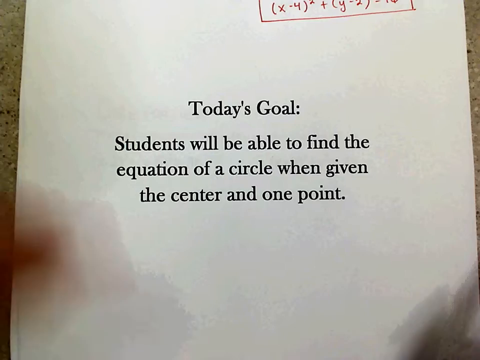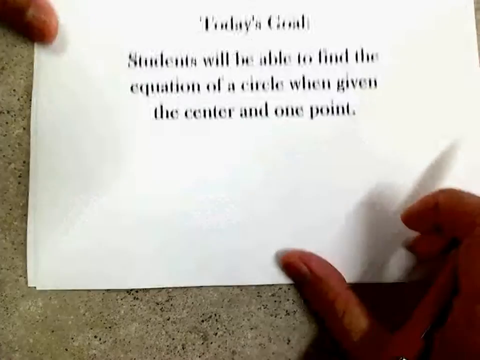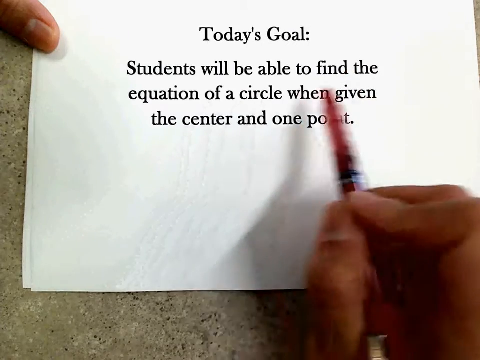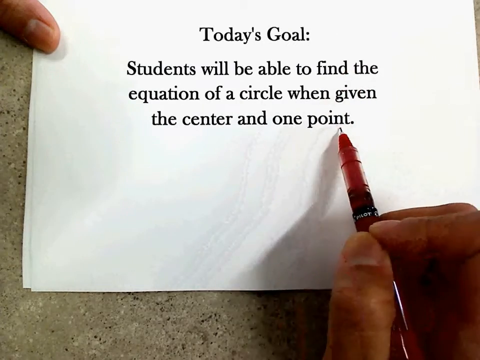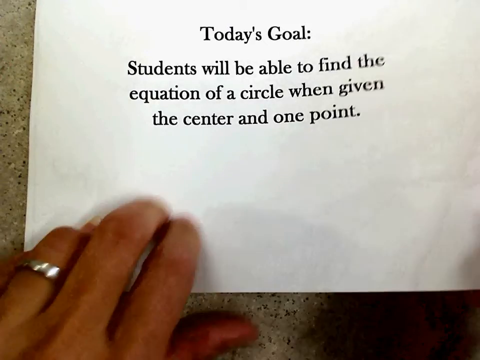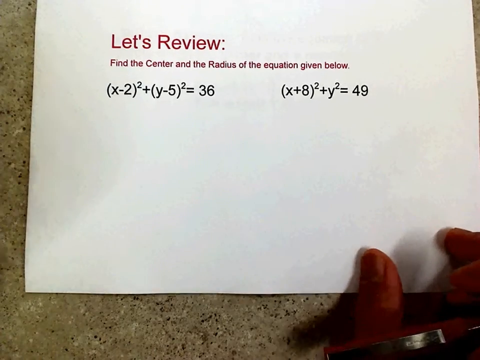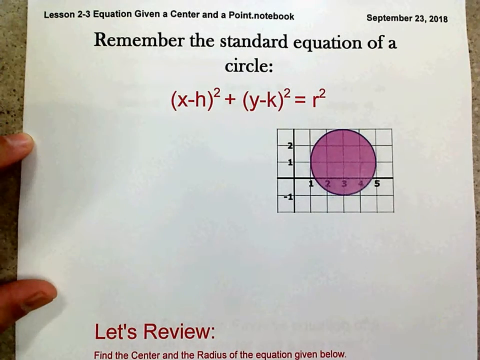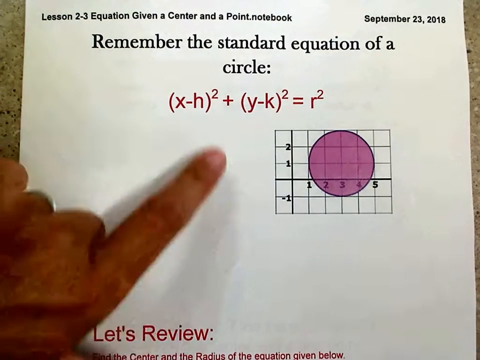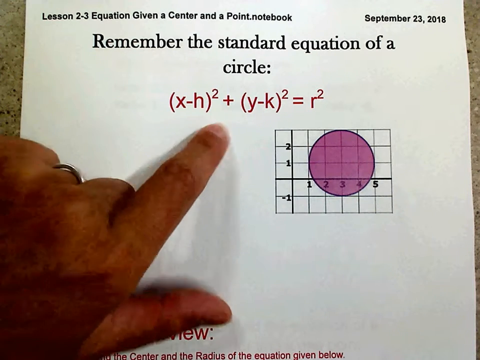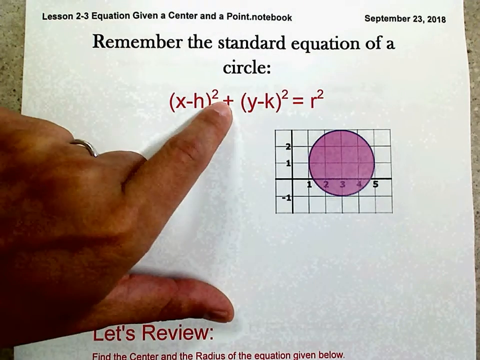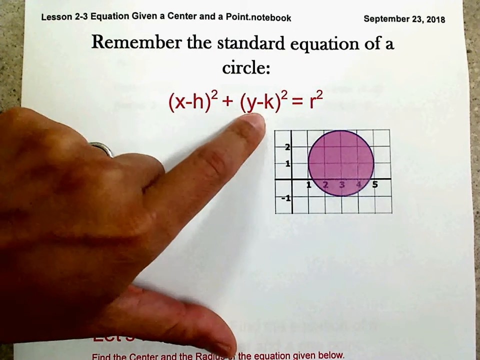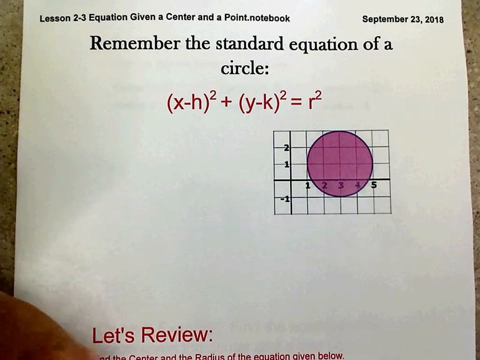Alright, let's take a look at our goal. Our goal says students will be able to find the equation of a circle when given the center and one point. Remember the standard equation of a circle. So here is the equation of a circle. Write this down. X minus h squared, groupings of x minus h squared, plus groupings of y minus k squared equals your r squared. Okay?